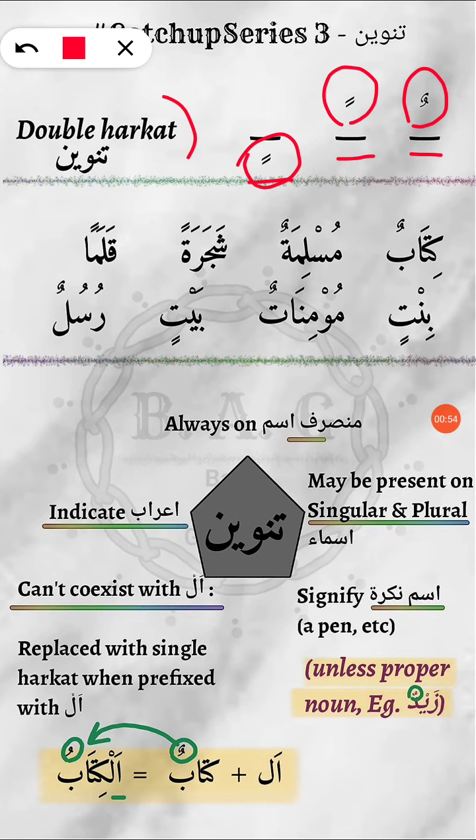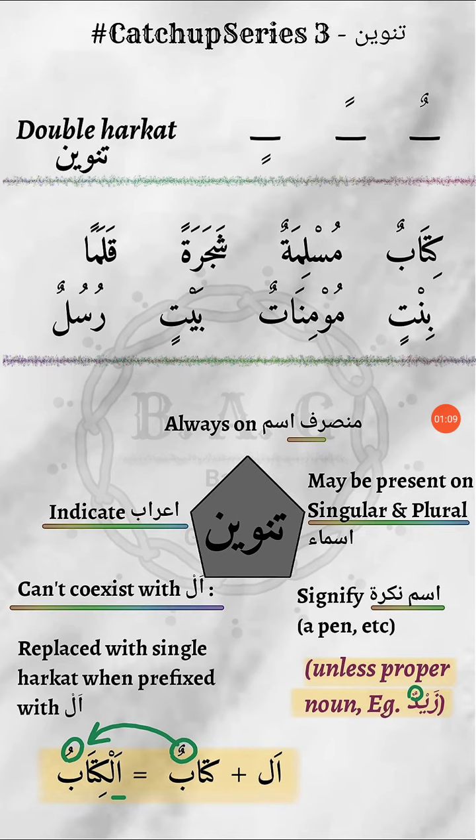Alright, and what sounds do they produce? This one is the un sound, this one is the un sound, and this is the in sound. Alright, so we are already familiar with these things. What is the significance about tanween? This is what we are going to discuss now. Okay, so this was the definition. Now moving on to some examples.